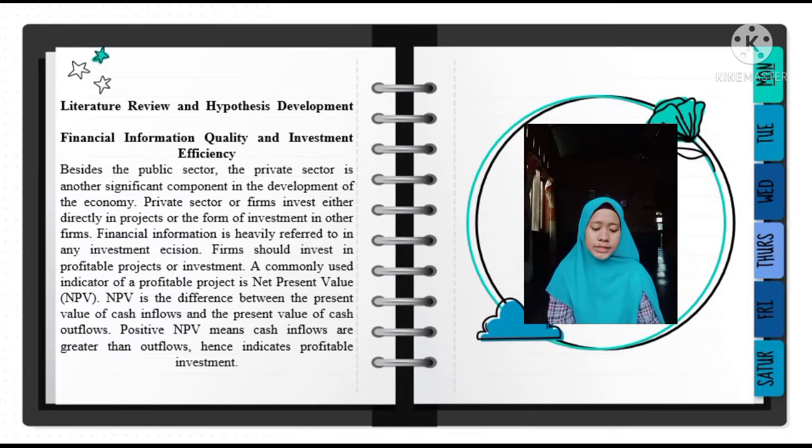Firms should invest in profitable projects or investments. A commonly used indicator of a profitable project is net present value or NPV. NPV is the difference between the present value of cash inflows and the present value of cash outflows. Positive NPV means cash inflows are greater than outflows, hence indicates a profitable investment.